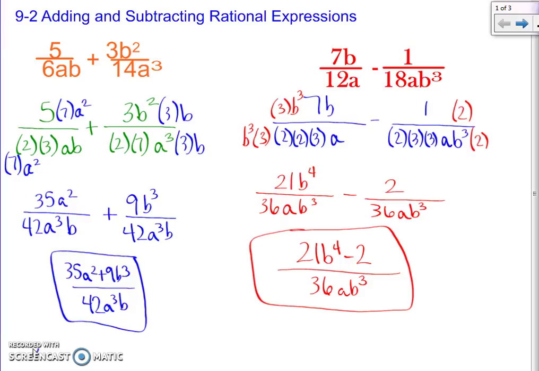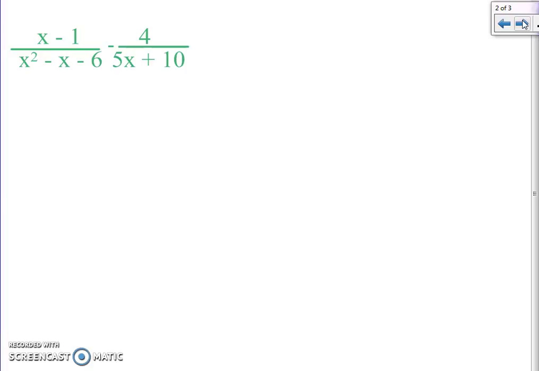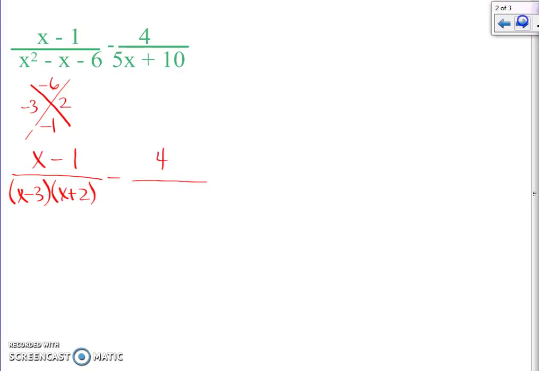So these next ones are going to involve us factoring, not just writing what the prime factors are, so we can practice seeing what these look like. Again, we're just going to factor what's on the bottom. So right here, if we draw our x, we've got -6, and -1. What are our two numbers? -3 and +2. So we've got x minus 1 on the top. On the bottom, it's x minus 3, x plus 2. What are we going to do on this one? Take out a 5. So we've got 5 and then x plus 2.